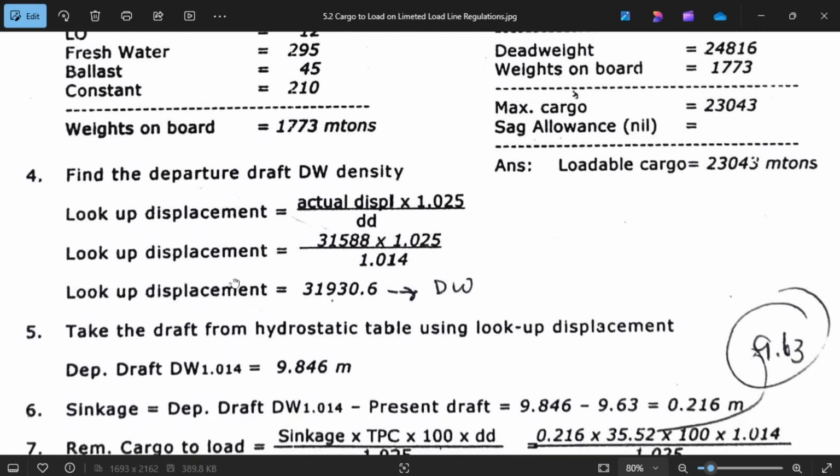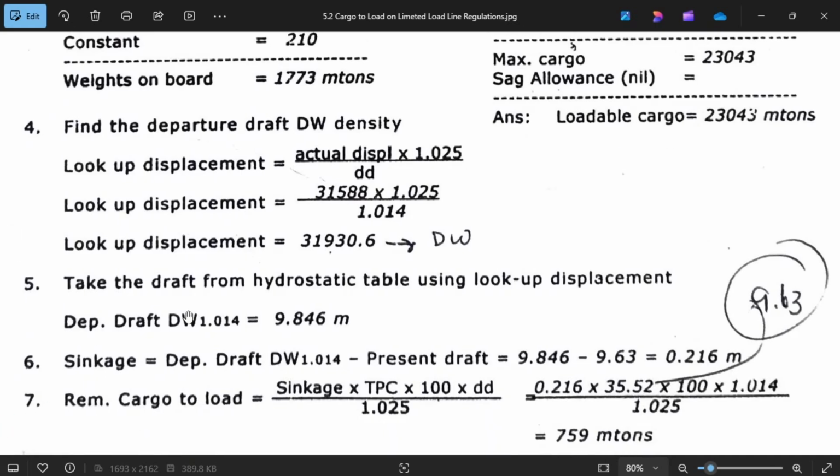It says here, take the draft from the table using the lookup displacement. So what is the corresponding draft of this one, 31930.6? Okay, so this will be the corresponding draft in dock water of 1.014. So with this displacement, your draft in the density of 1.014 will be 9.846. So we'll check, guys.